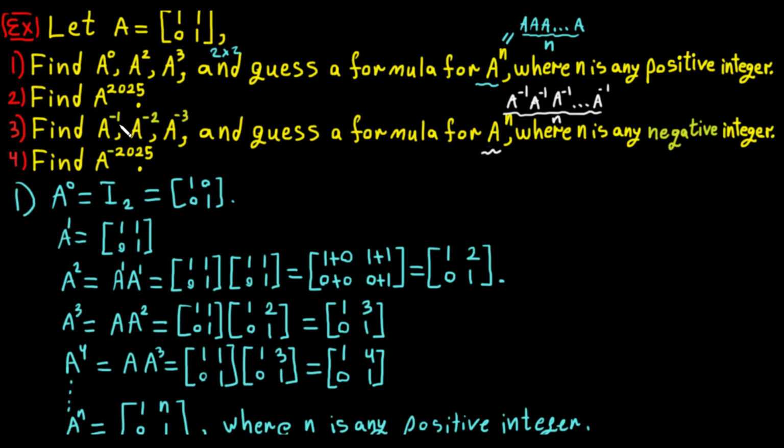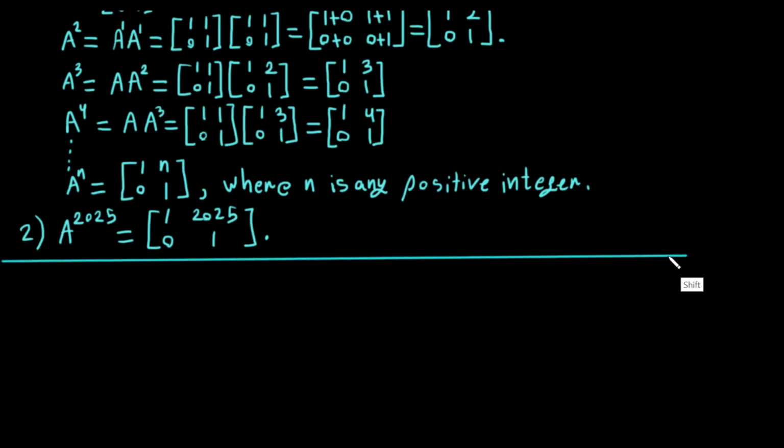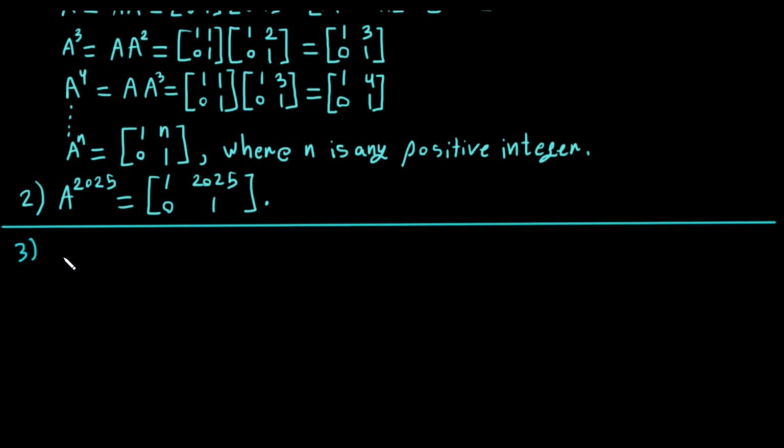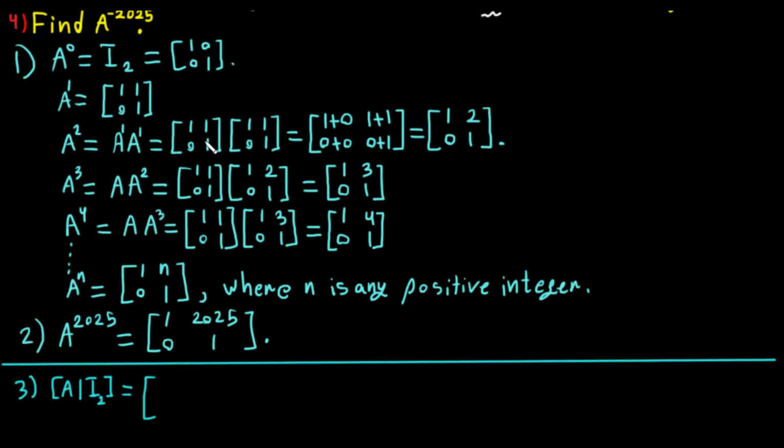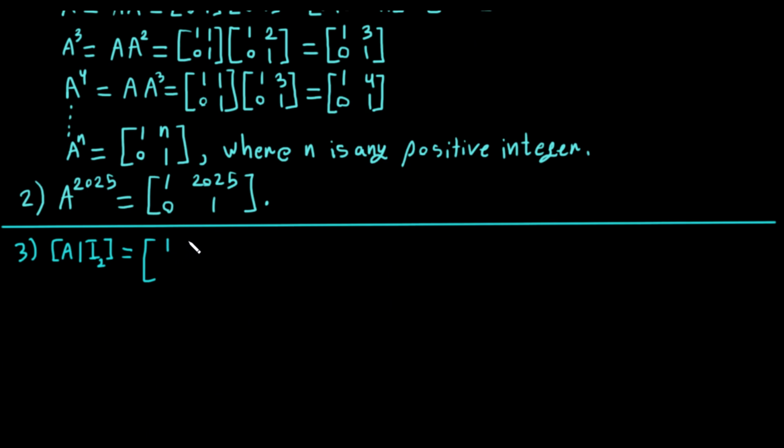So we have to find the inverse. Let's write it here. In number 3 we have to find A inverse, so we have to write it like this: A, like an augmented matrix. This is called an augmented matrix, and of course the identity is 2 by 2 here because A is a 2 by 2 matrix. We have to go up to see what A is: 1 1 0 1. So 1 1 0 1, and here we put the augmented identity, 1 0 0 1.